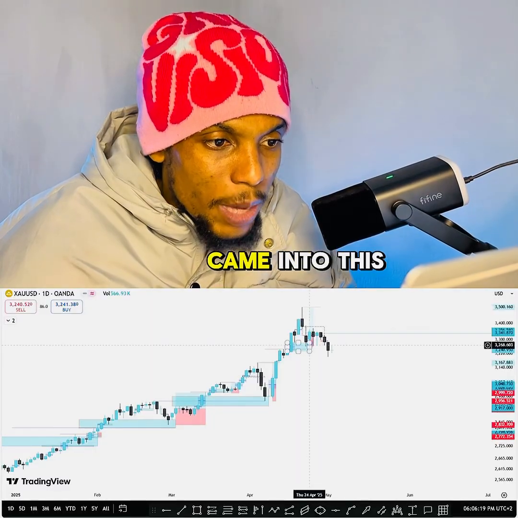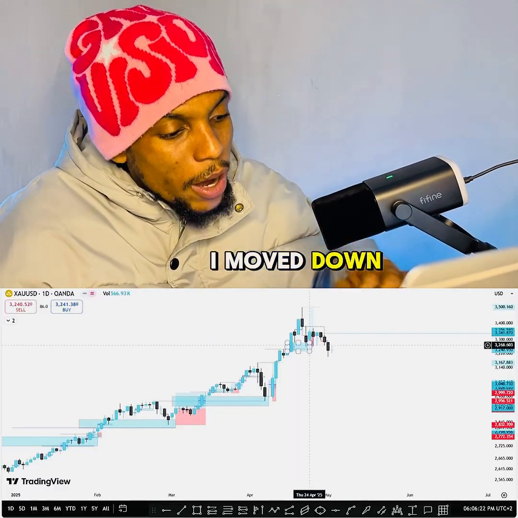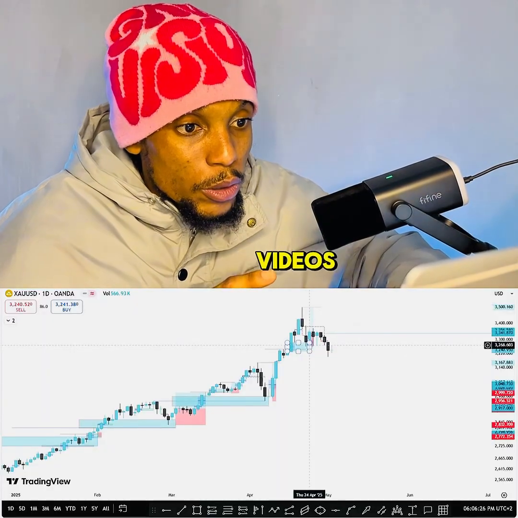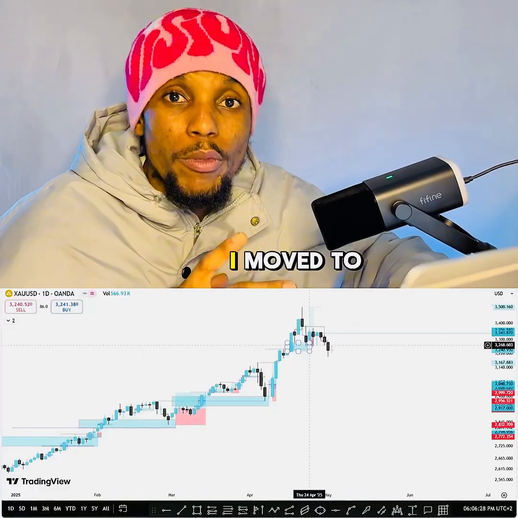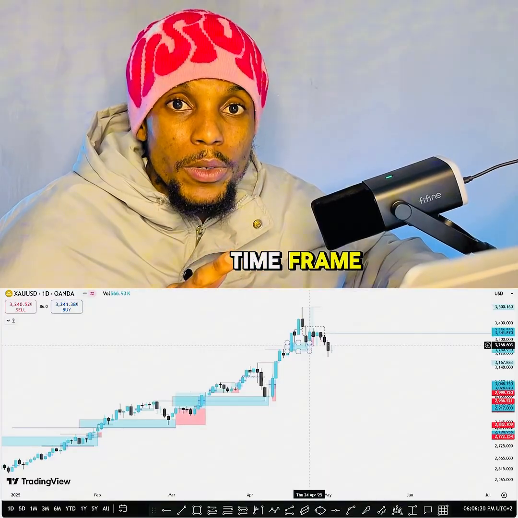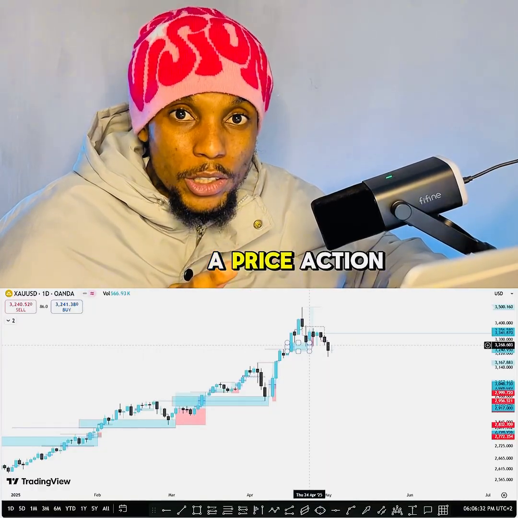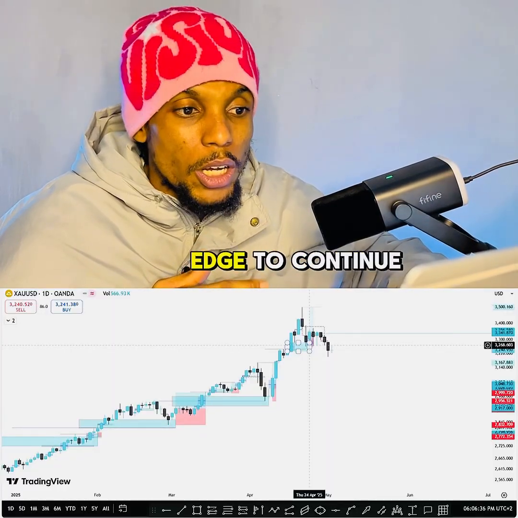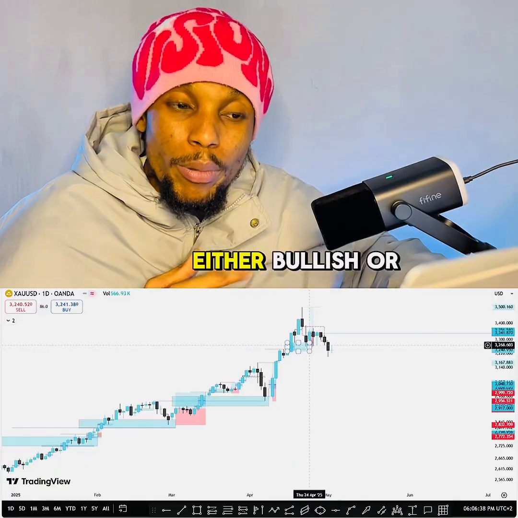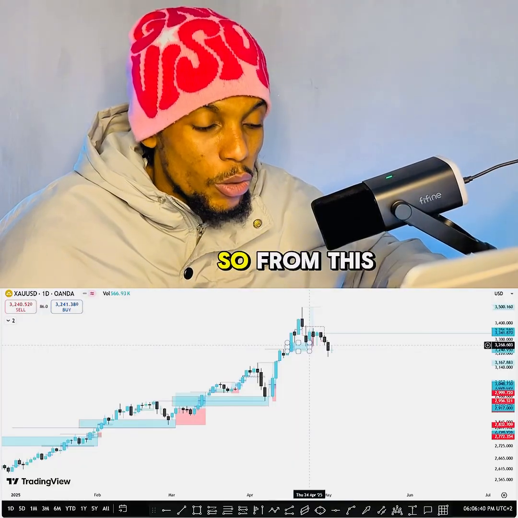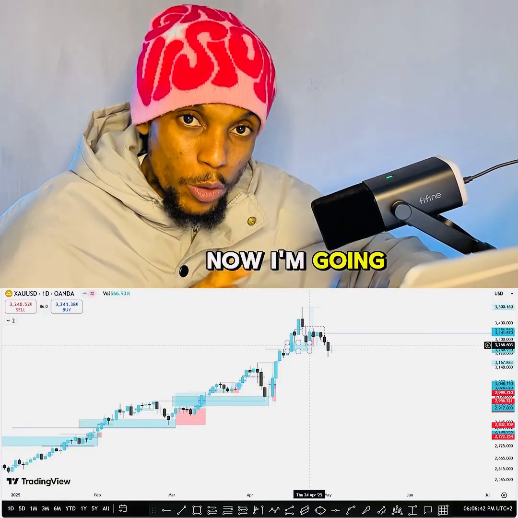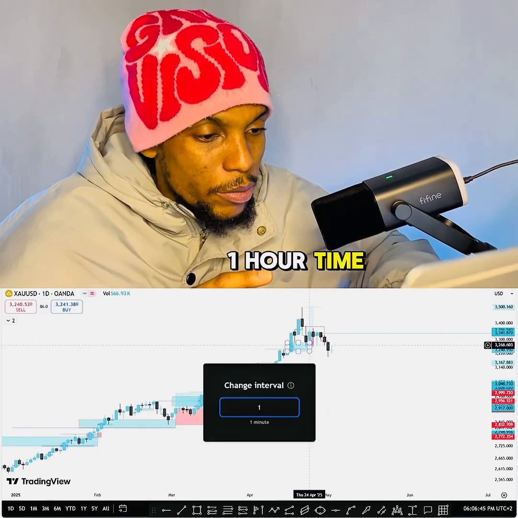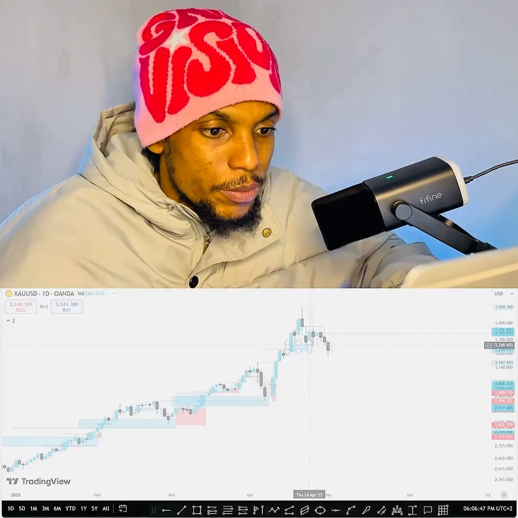So when price came into this fair value gap, I moved down to the 1 hour time frame. Remember, just like in my old videos, from the weekly time frame, I moved to the 4 hour time frame to figure out a price action that I need to see, which is my edge, to continue the trade, either bullish or bearish. So from this daily time frame now, I'm going down to the 1 hour time frame. Let's go down to see what I'm talking about.